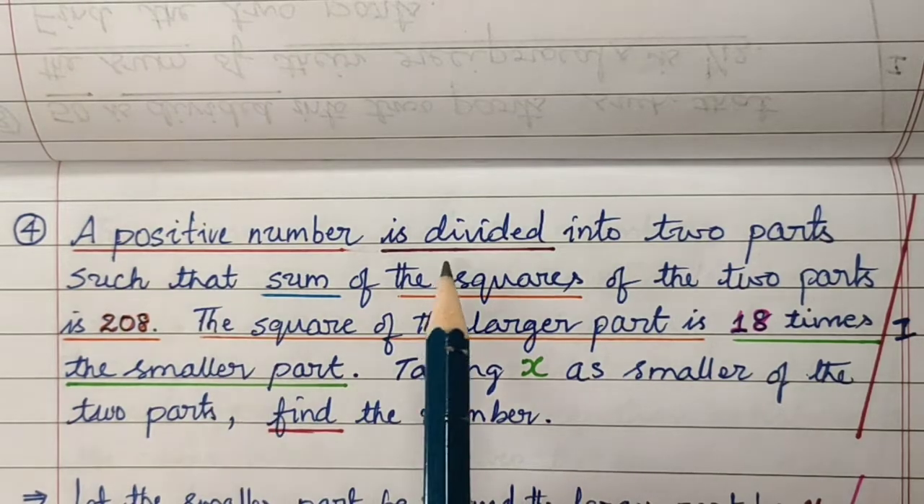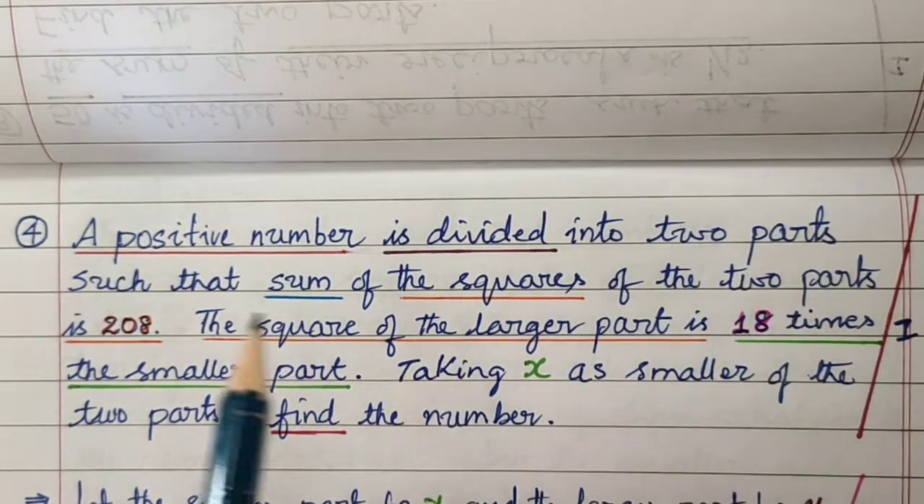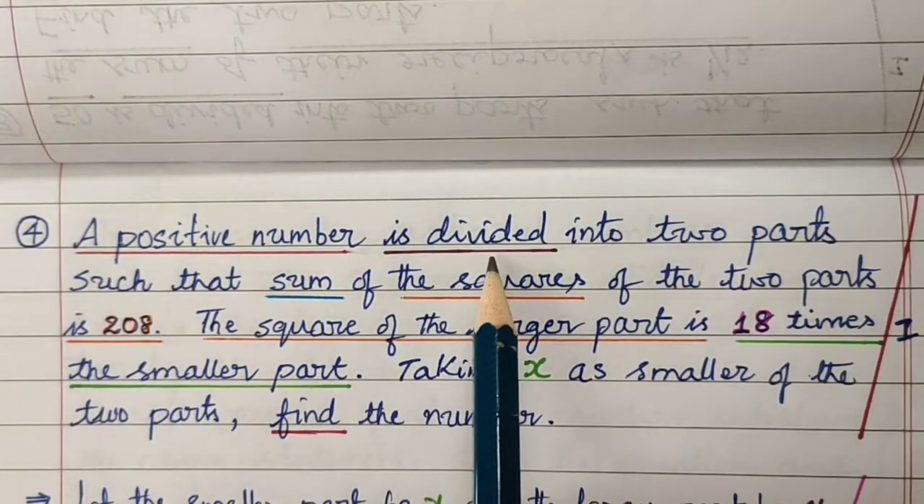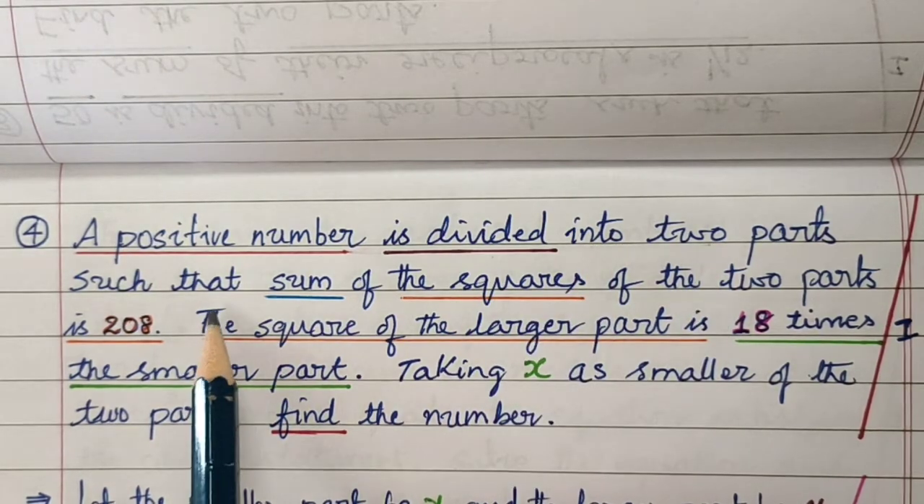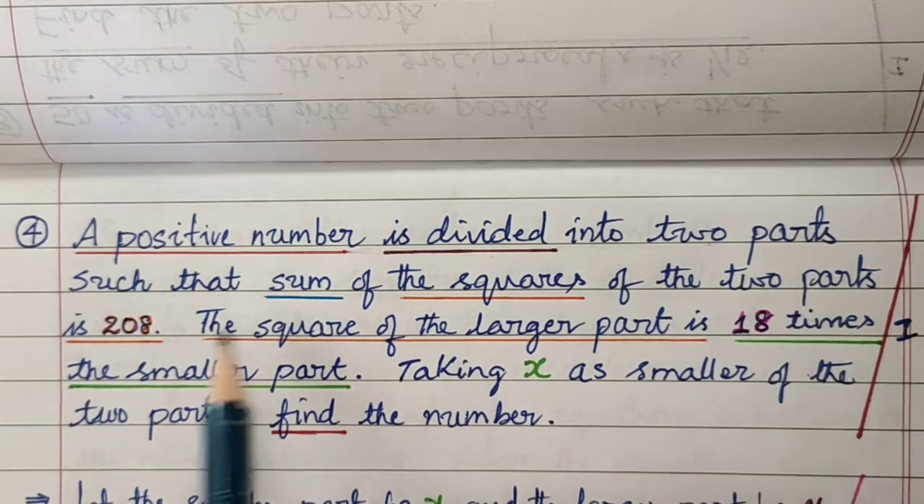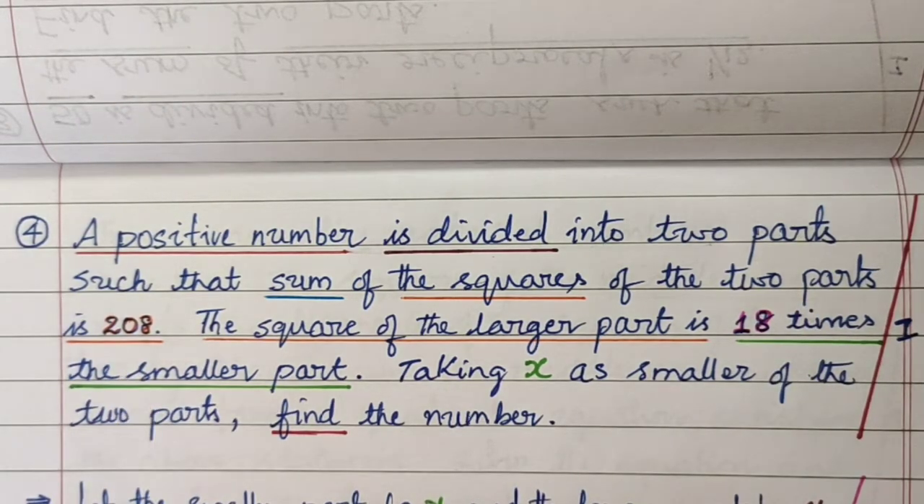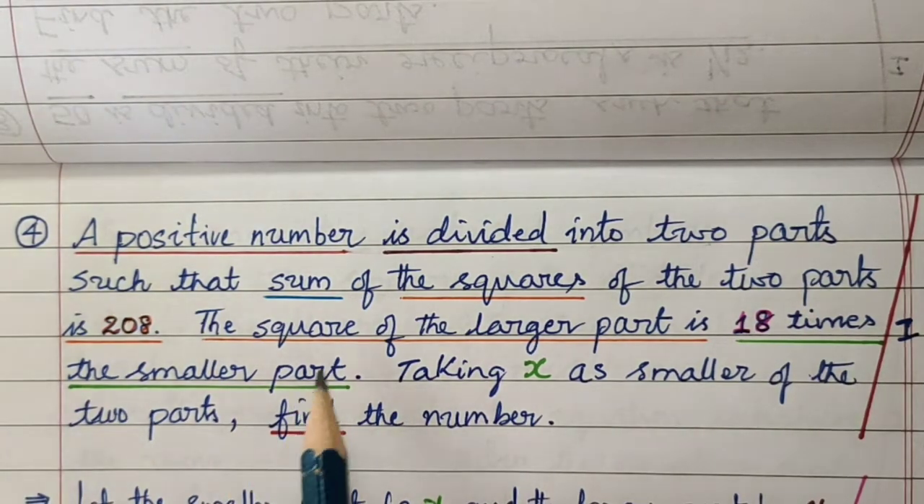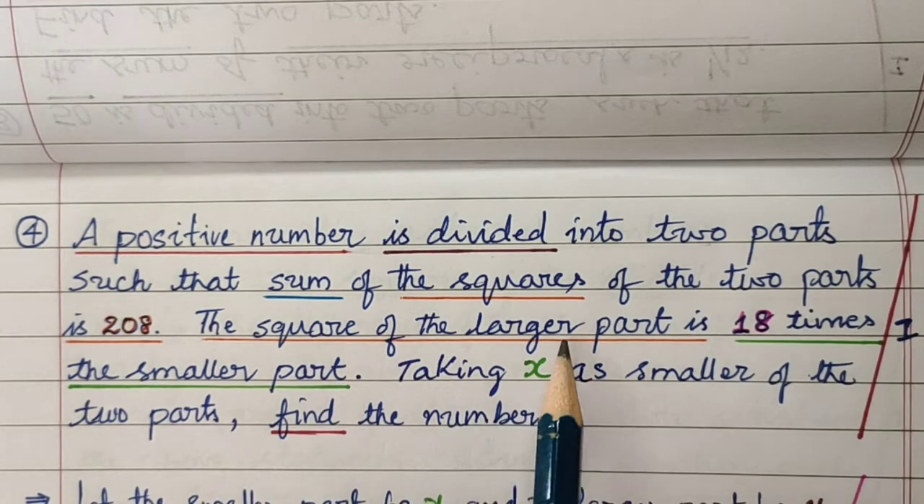A positive number is divided into two parts such that the sum of the squares of the two parts is 208. Then one more condition, the square of the larger part.